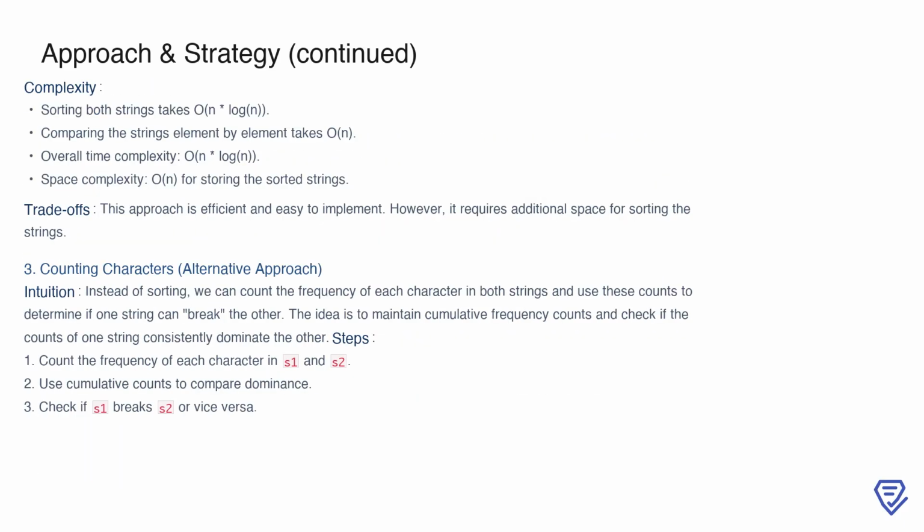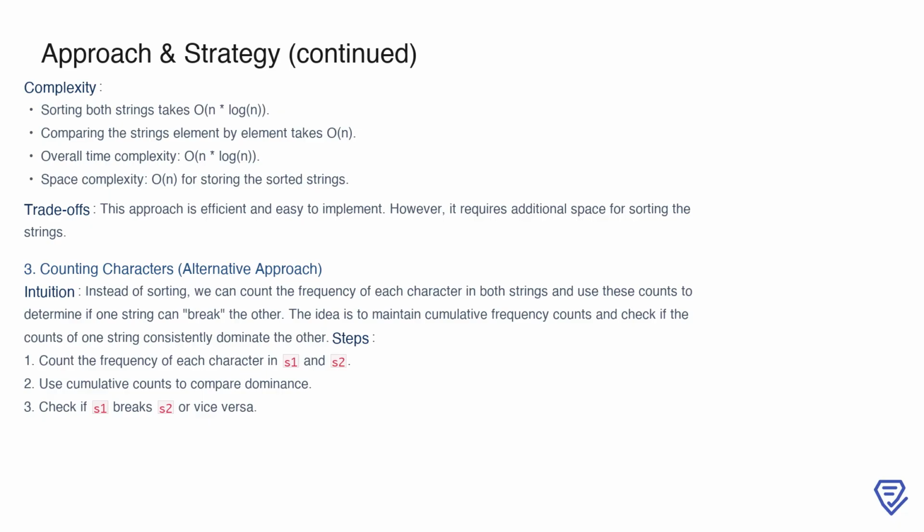Analyzing the complexity of the sorting approach, sorting each string takes O(n log n) time, where n is the length of the string. Once the strings are sorted, comparing their characters element by element is a simple O(n) operation. Combining these steps, the overall time complexity of this approach is O(n log n), which is significantly more efficient than the brute force method. The space complexity is O(n), because we need additional space to store the sorted versions of the strings. This approach is not only efficient but also easy to implement, making it a practical option. However, it does require additional memory for sorting, which could be a minor trade-off in constrained environments.